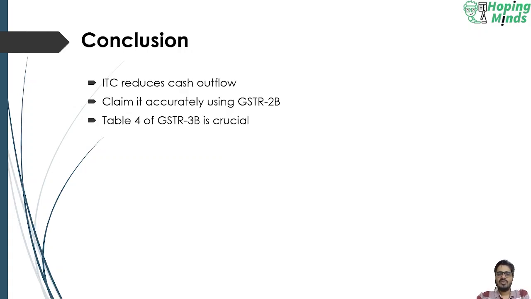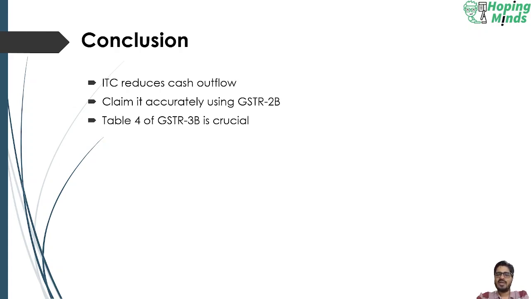So to conclude, ITC reduces cash outflow. Claim it accurately using GSTR 2B, and table 4 of GSTR 3B is a crucial data. So ITC reduces cash outflow. So the ultimate tax liability, that is the output tax liability, is reduced upon the claiming of input tax credits and only net amount is required to be paid in cash.